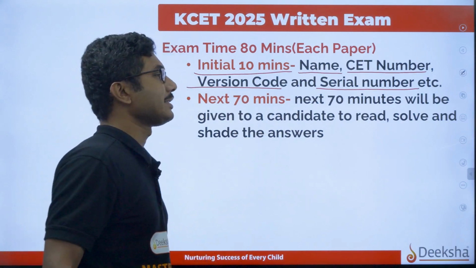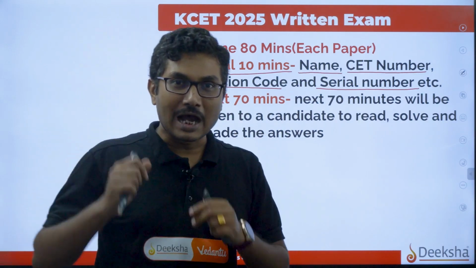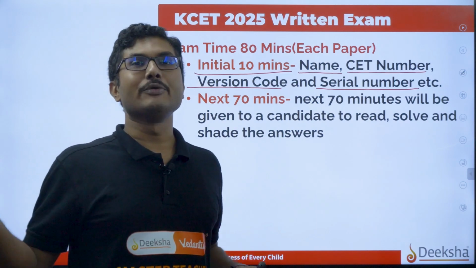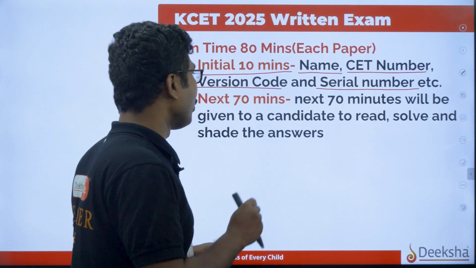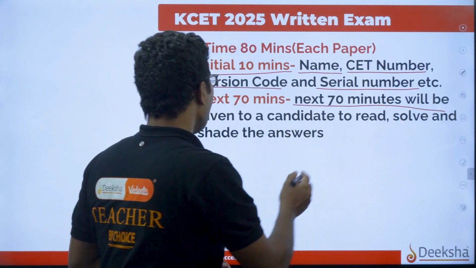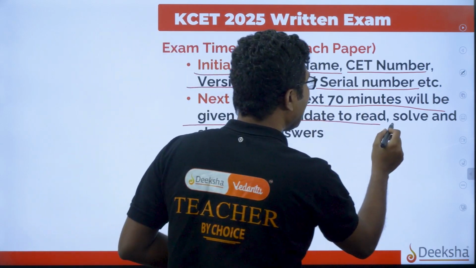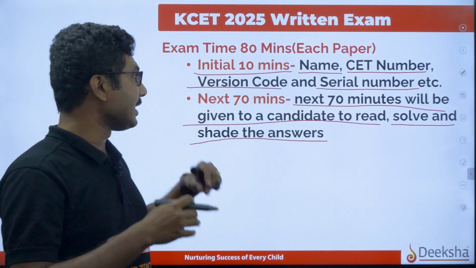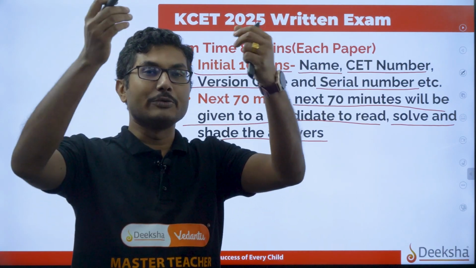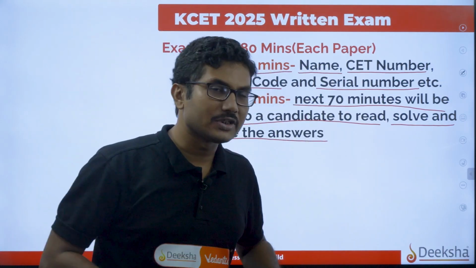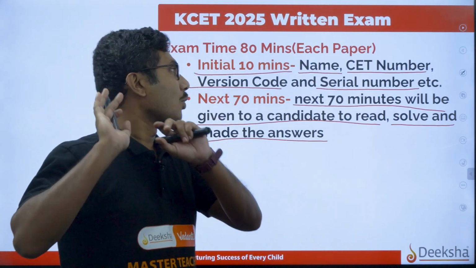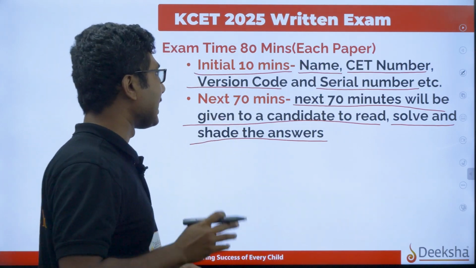For the next 70 minutes, when the exam starts, they will allow you to tear the question paper open and you can start answering the questions. The next 70 minutes will be given to you to read, solve and shade the answers. So what is the meaning of this? You can read the question paper, solve it, and mark the correct answer in the OMR sheet. We will discuss how to mark the OMR sheet as well.